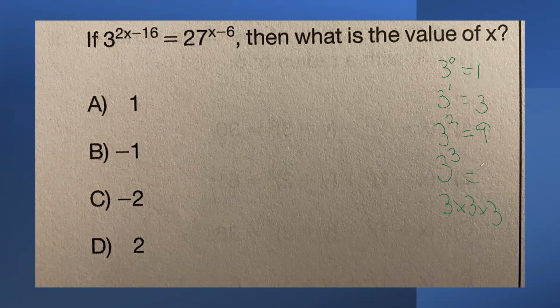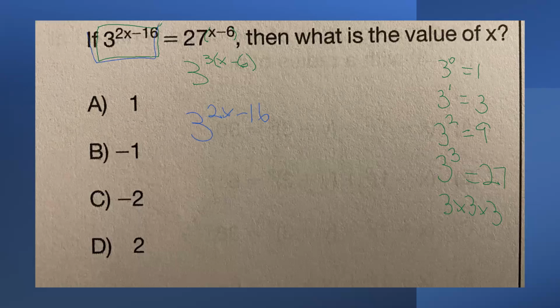9 times 3, which is 27. So instead of writing 27, I'm going to write 3 to the third power. And then this other x minus 6 is another exponent, so it needs to be multiplied. So x minus 6 and distributed. So getting back to where I was here with the beginning, this is already base 3. So I'm going to write 3 to the 2x minus 16.